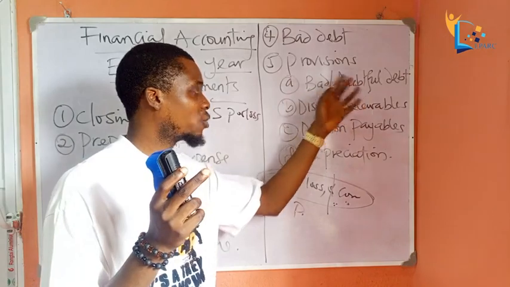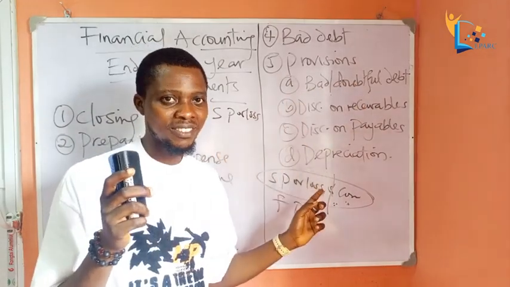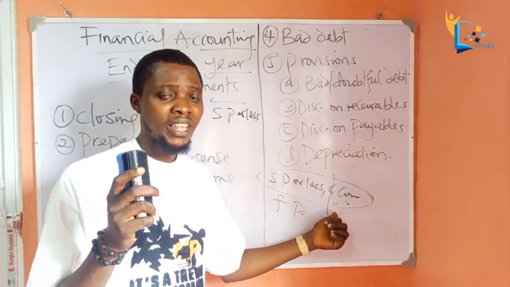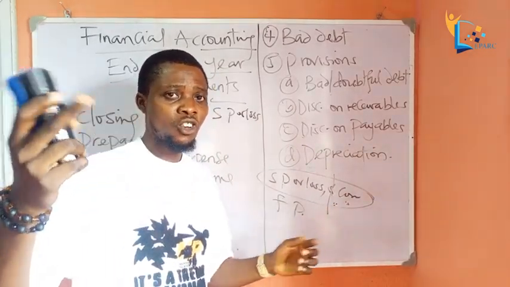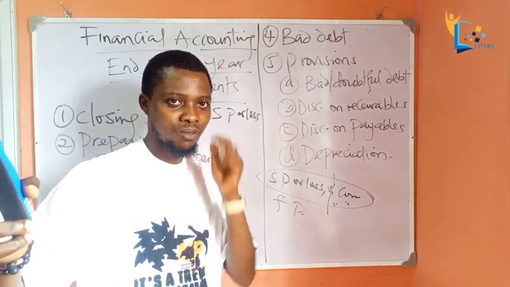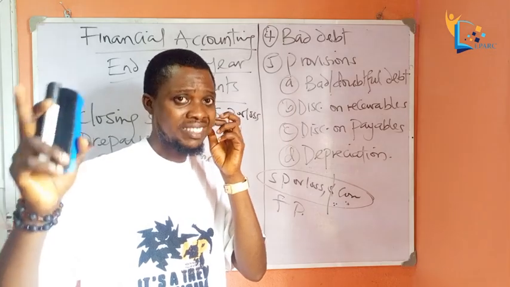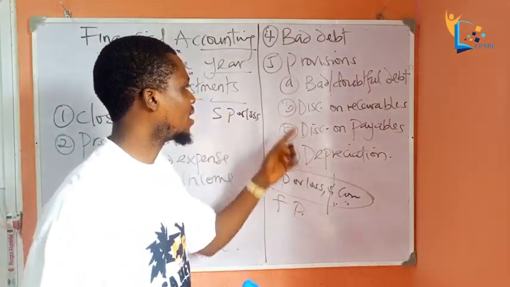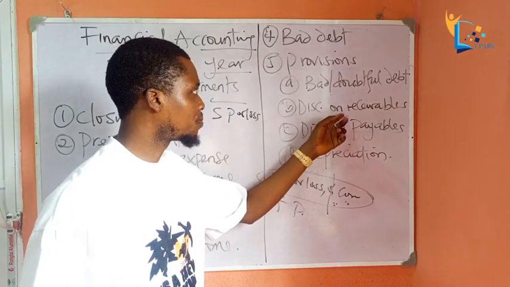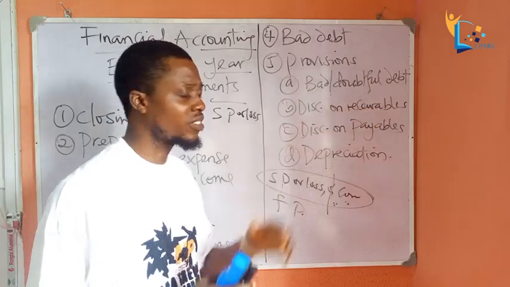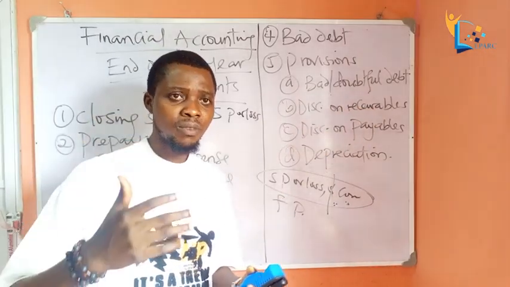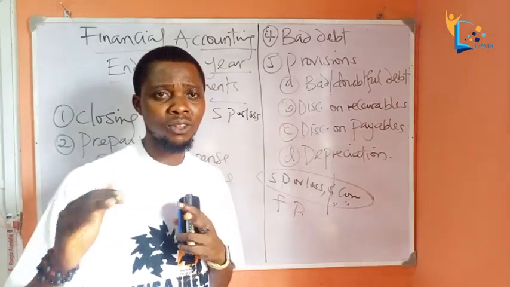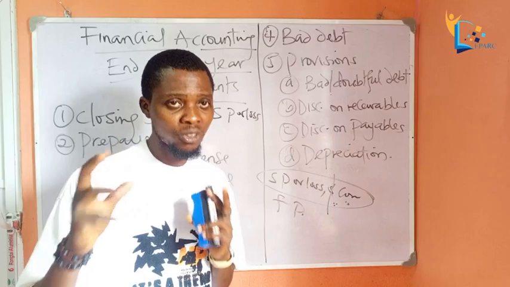So provision for bad or doubtful debt is treated as an expense in the statement of comprehensive income, and in the financial position, it's going to affect the debtors account. We are going to see that in detail. Then for discount on receivable, provision for discount on receivable is the same scenario as doubtful debt, but it's quite different. It's almost the same.